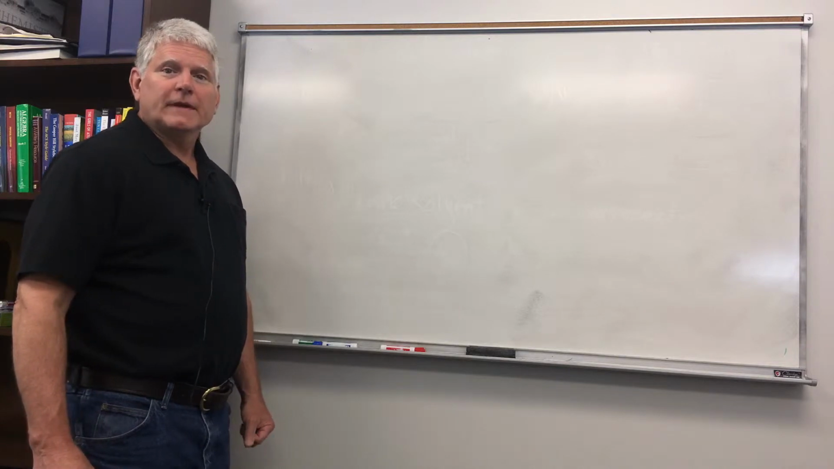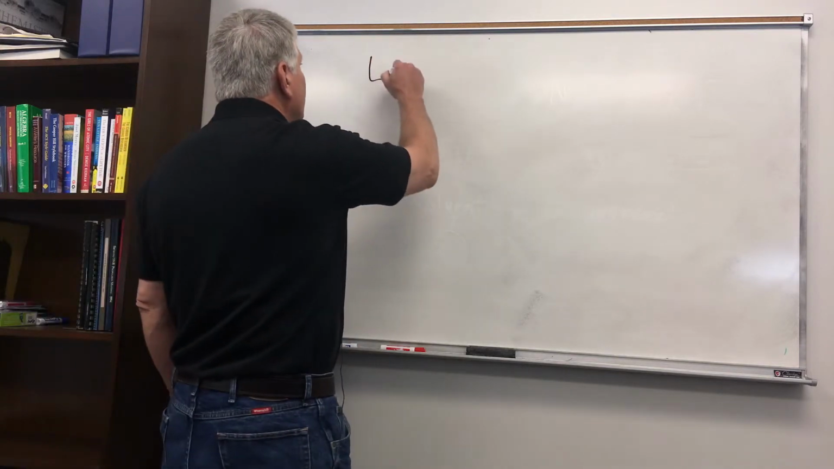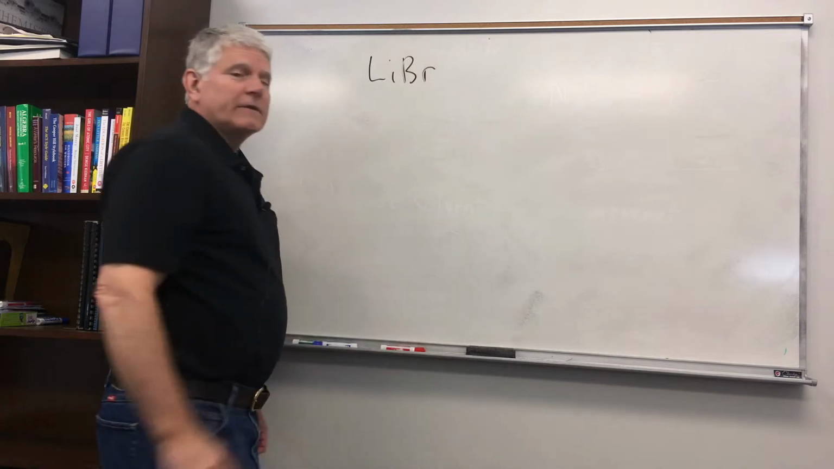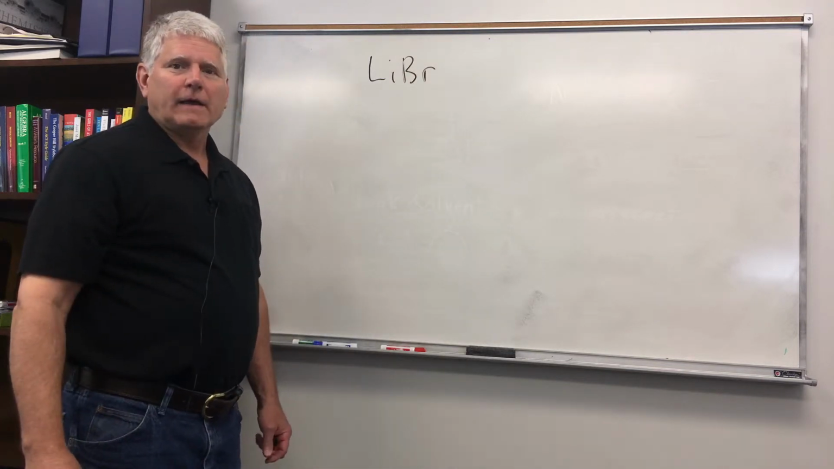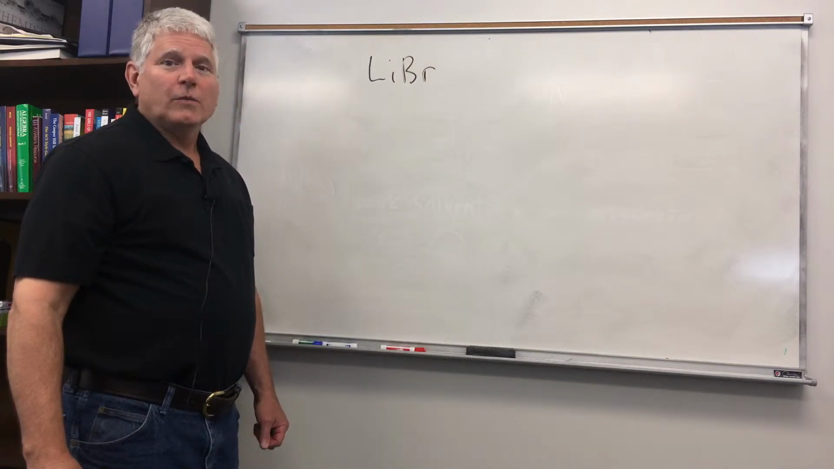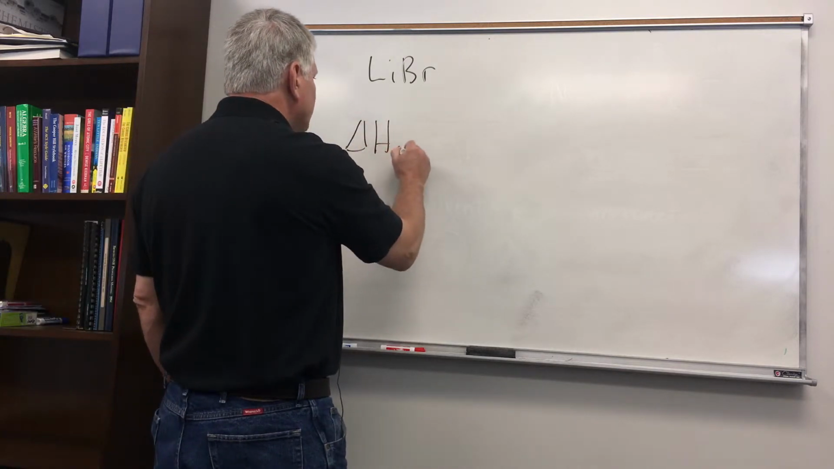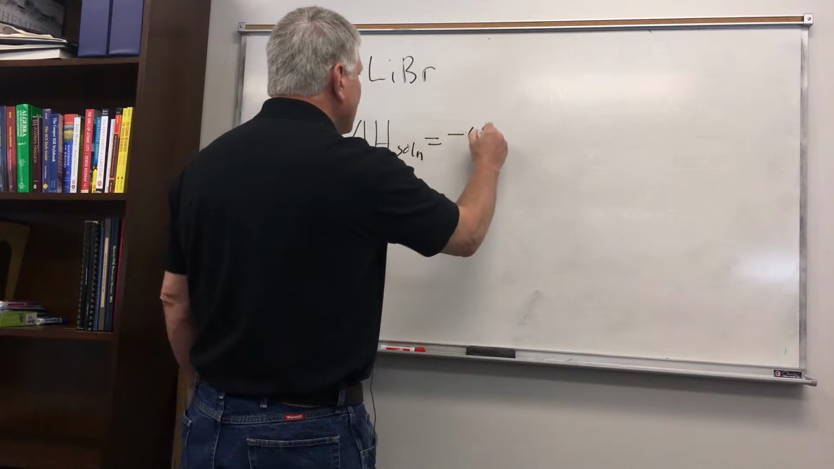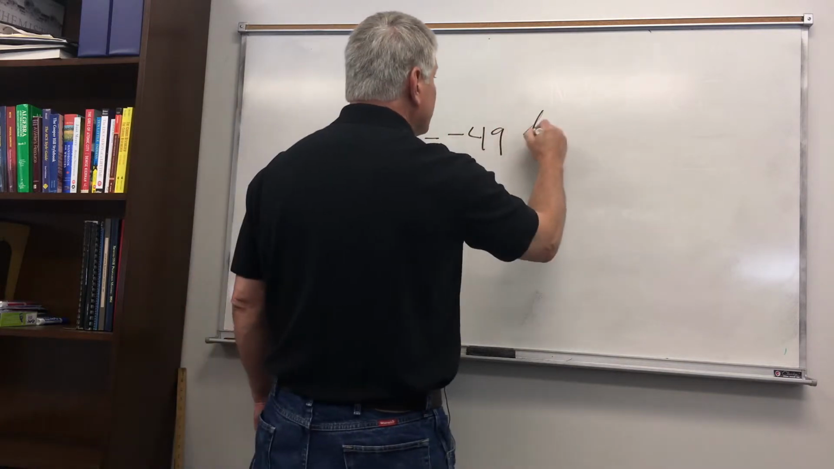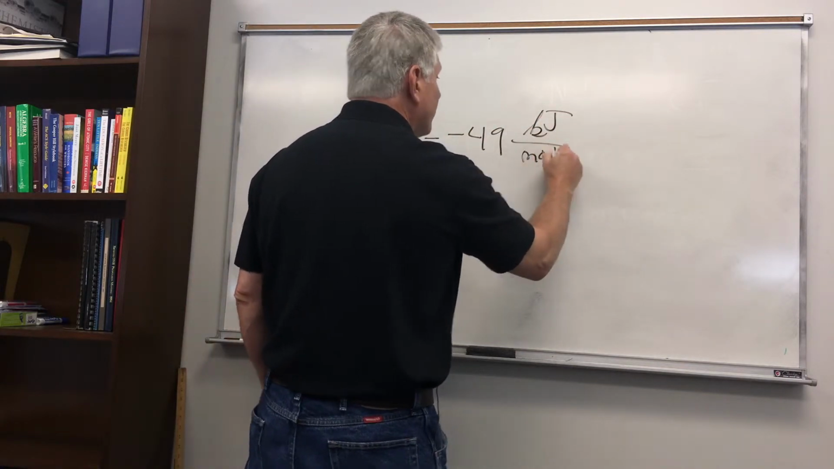Okay, let's consider an example. Say lithium bromide. We know it is a salt, an ionic compound. When it dissolves in water, delta H solution is equal to negative 49 kilojoules per mole.